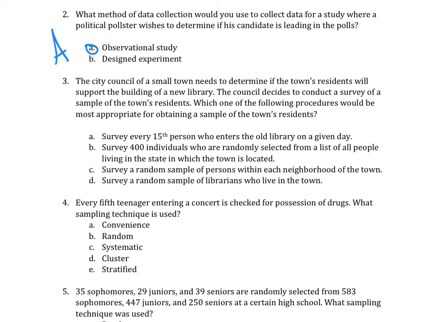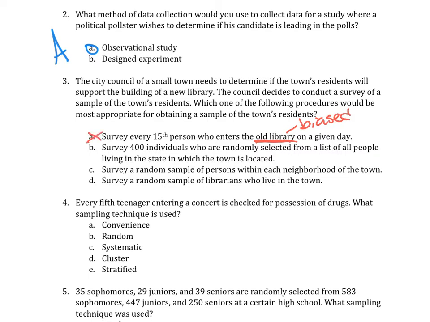All right. So A, survey every 15th person who enters the old library on a given day. It is every 15th, which is systematic, which is good. However, we're only doing it to the people that come into the library. So it's going to be kind of a biased opinion. If you're only getting people who actually use the library, they're going to be more likely to want a new library as well. So that's going to be a little biased here. So probably not letter A.